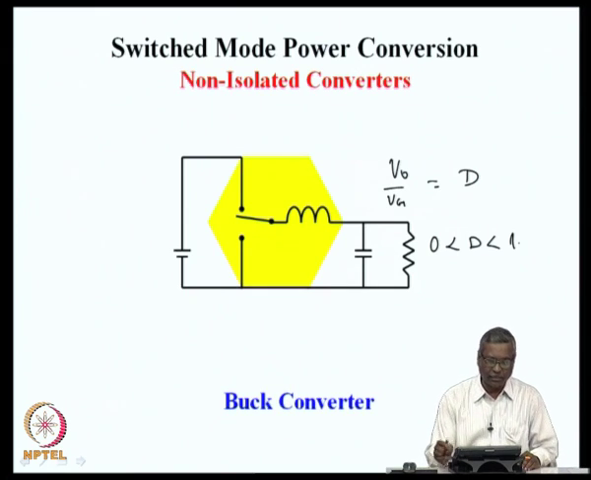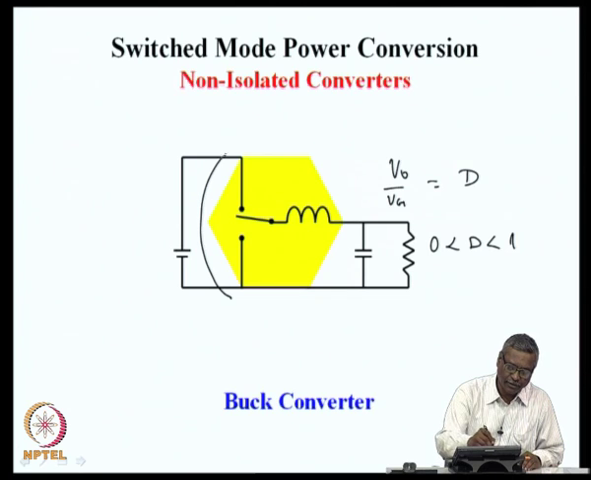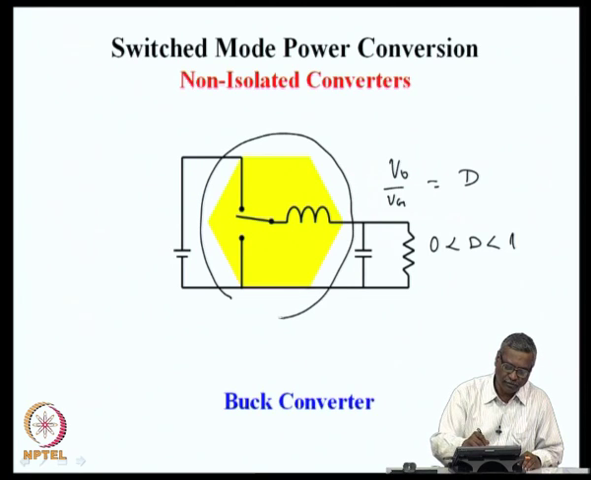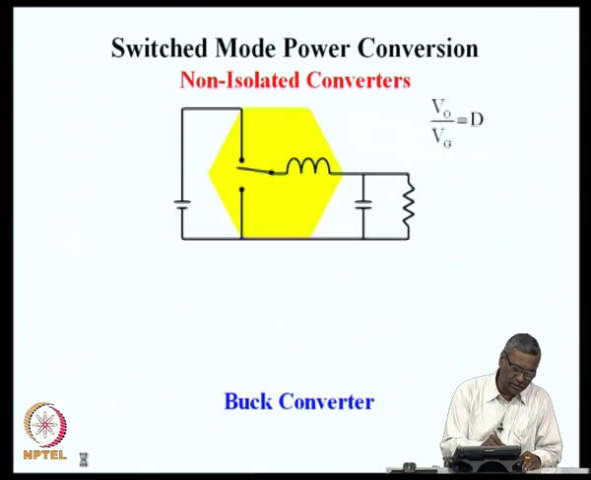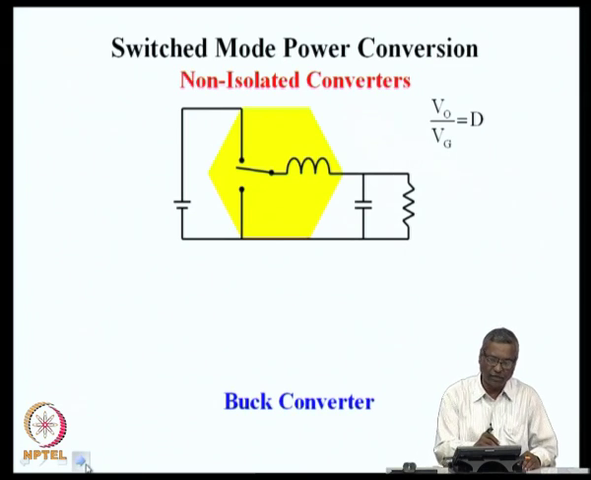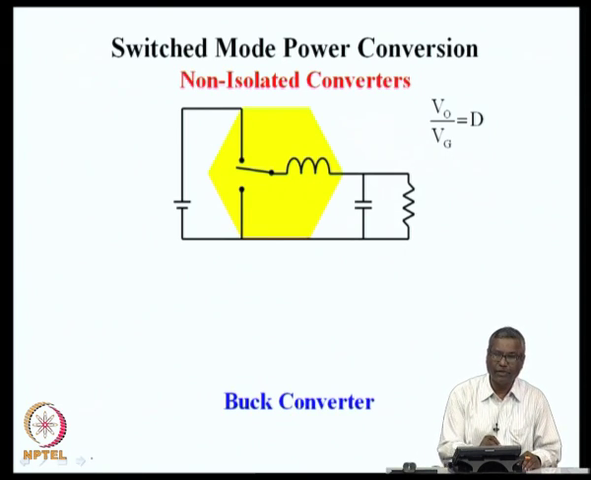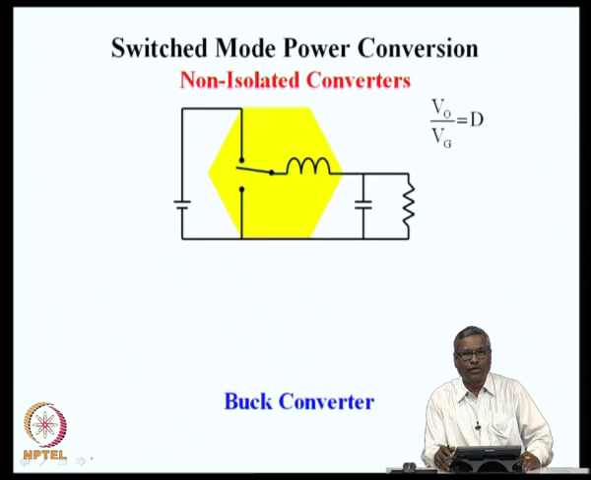The switching cell that we had defined is what is in the middle, which consists of the switch plus the inductor, and it is possible to convert this buck converter, which has a V0 by Vg of D, into a different type of power converter.